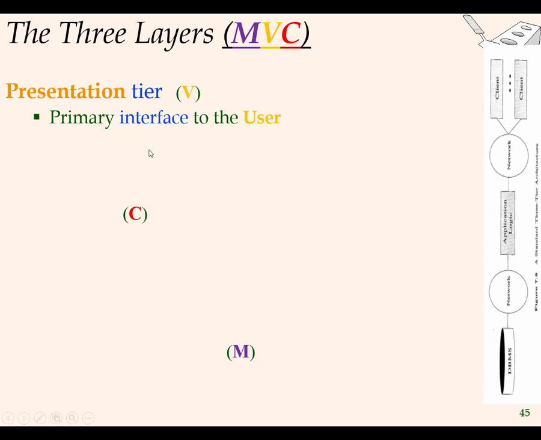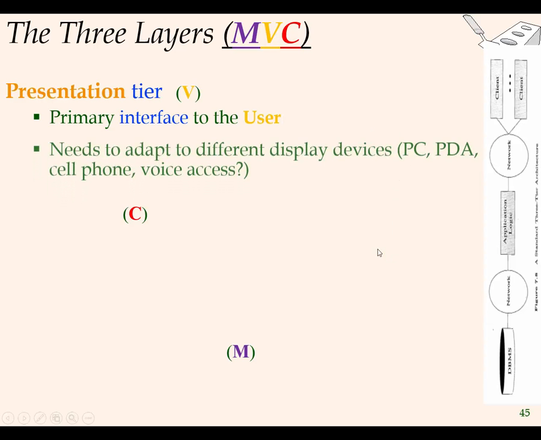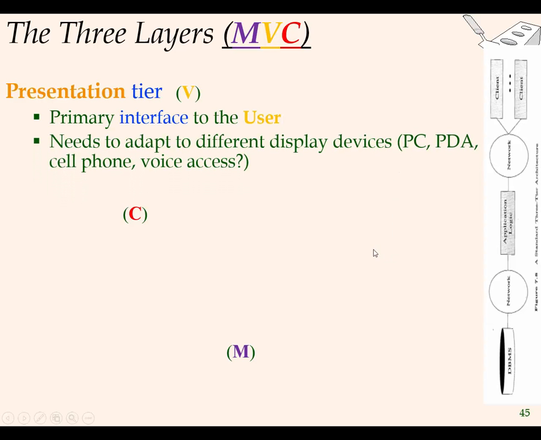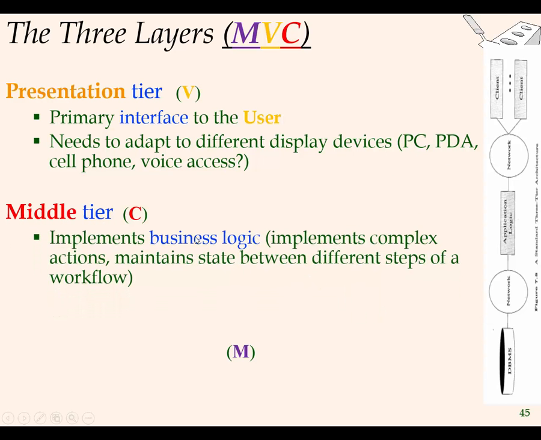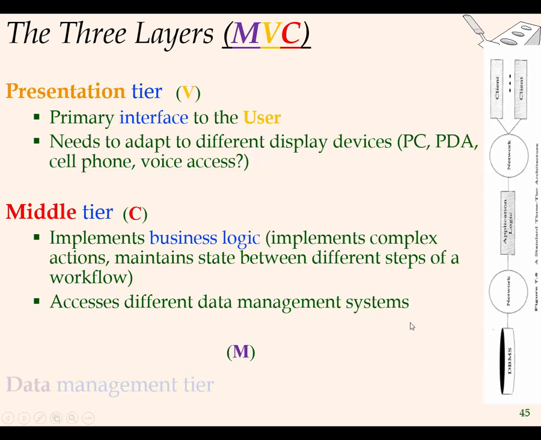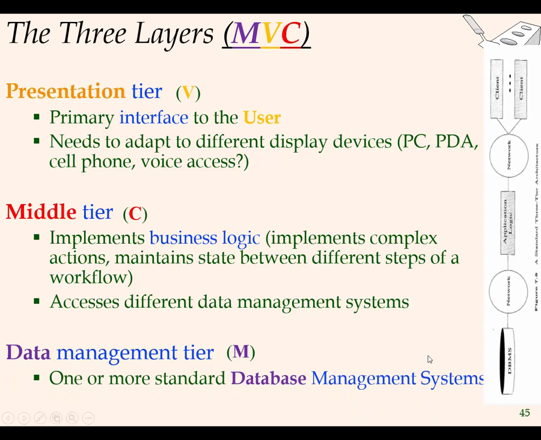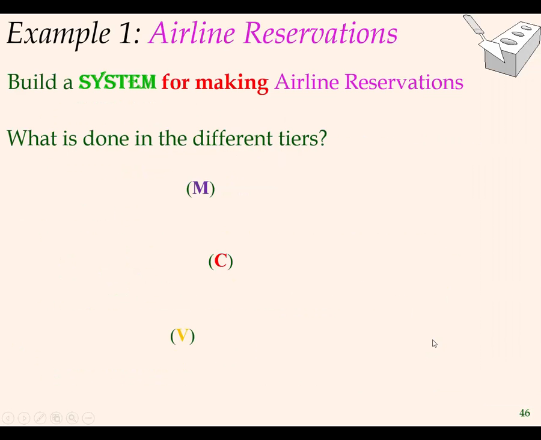The presentation layer is the graphical interface, but again, it's in HTML. So we'll look at the forms and we'll look at how to format the different displays based on the size of your display. The middle tier is the business logic, your functionality. And the data management tier is where your database and tables will be stored.